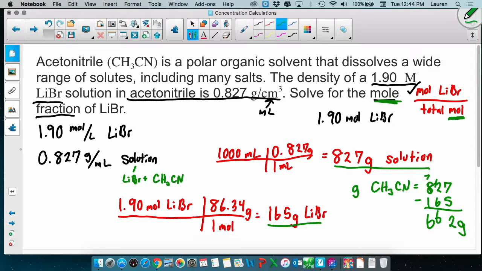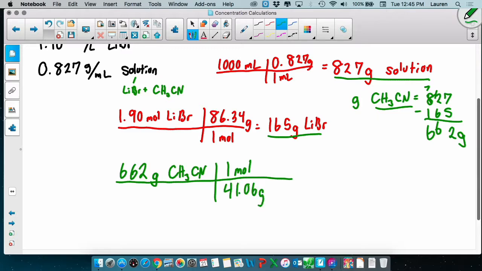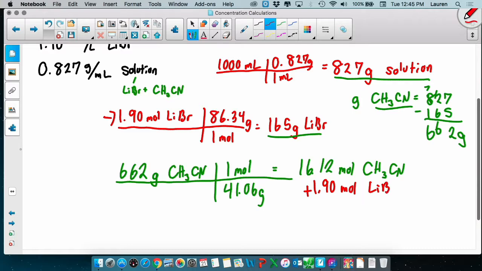But again, I'm looking for moles. I know my moles of LiBr. I need to figure out my moles of the CH3CN. So we have to convert from grams to moles. I take my 662 grams of the CH3CN, the acetonitrile. We know how to find molar masses by now, so I'm just going to tell you that the molar mass of it is 41.06 grams. When you plug that into your calculator, you get 16.12 moles of the CH3CN. So to get our total moles, it is that plus the 1.90 moles of the LiBr. You add those together and you get 18.02 moles of solution.